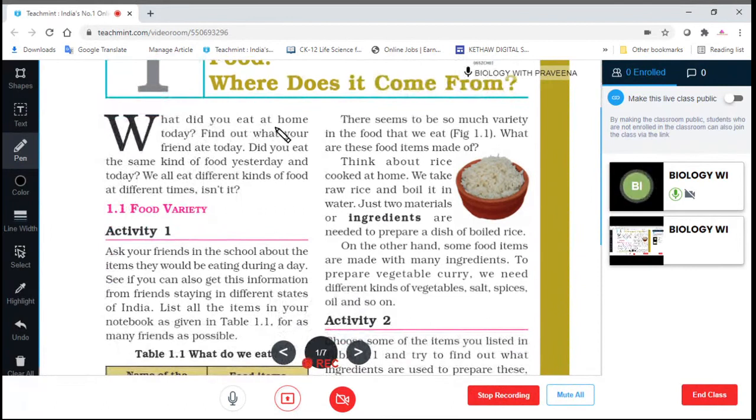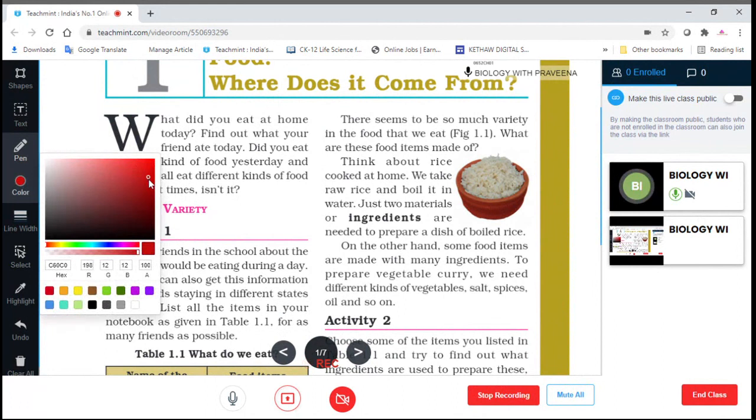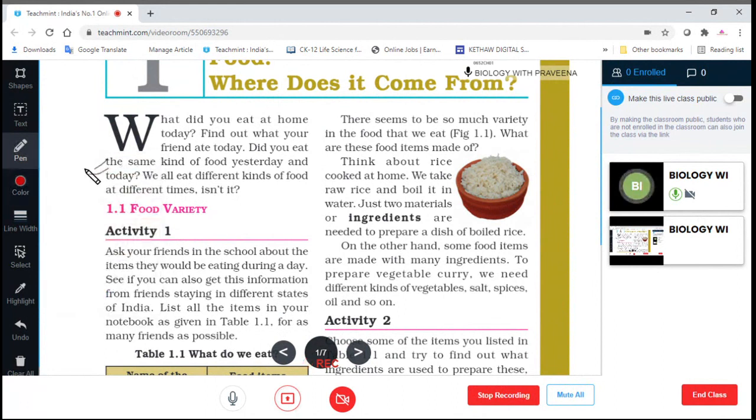What did you eat at home today? Find out what your friend ate today. Did you eat the same kind of food yesterday and today? Here is another question: is the food you have taken today the same as what you ate yesterday? We are asking about this.